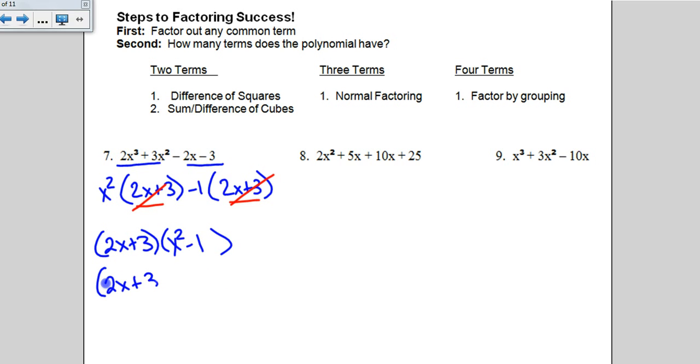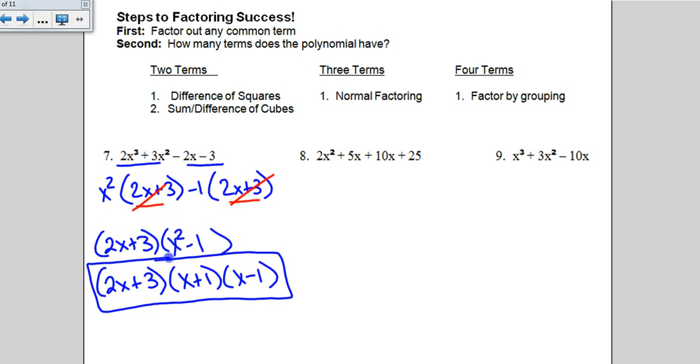So there's still a 2x plus 3, but the way we'd factor x squared minus 1, that's the difference of squares. So he's an x plus 1 and an x minus 1. And someone always asks me, well, what if I didn't do that step? Unfortunately, the answer is you got it wrong.